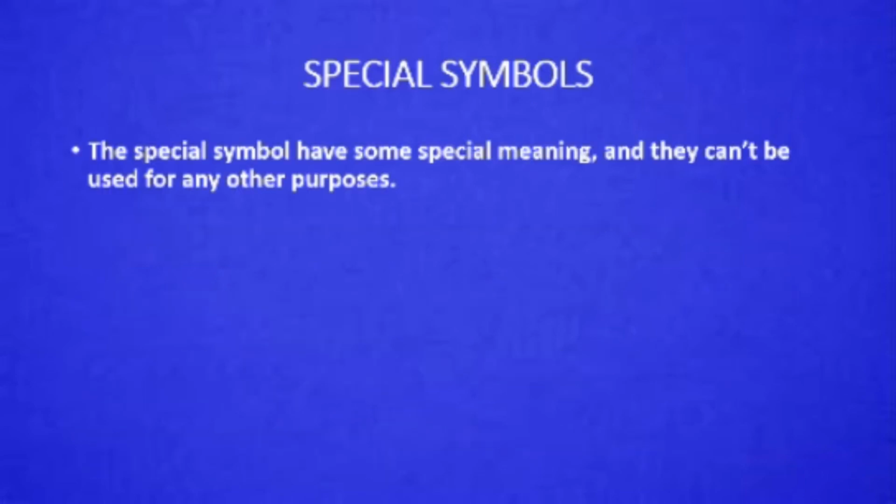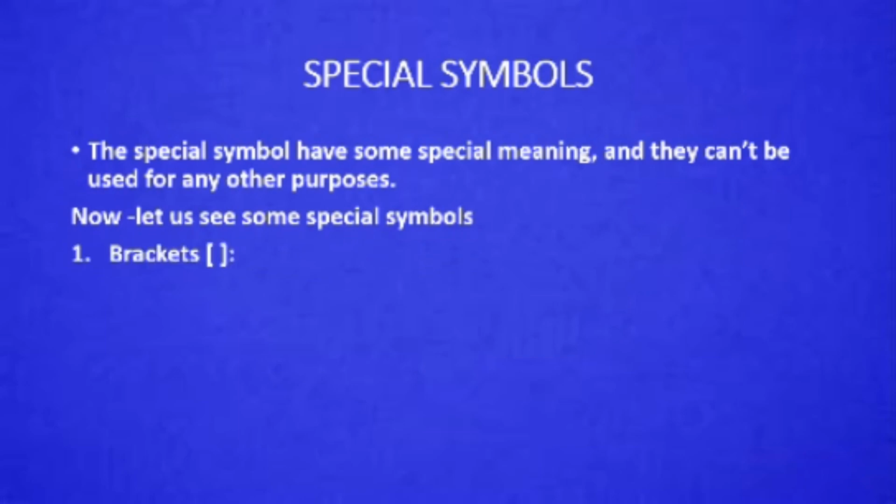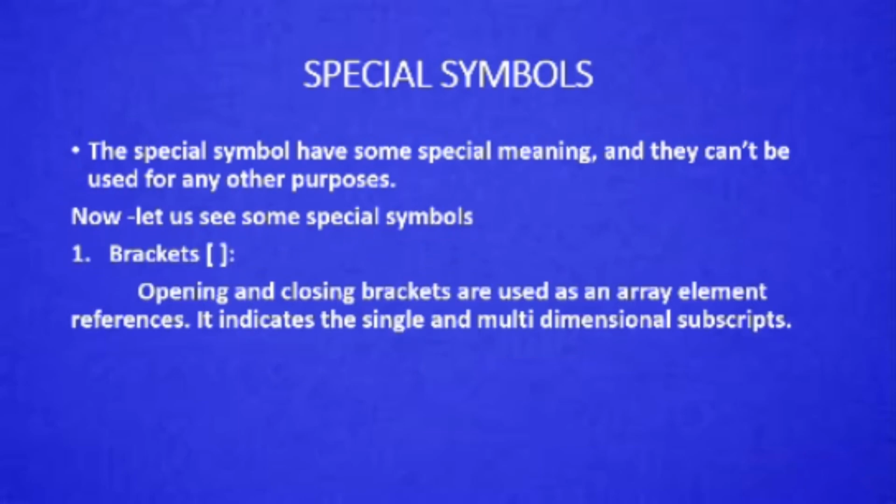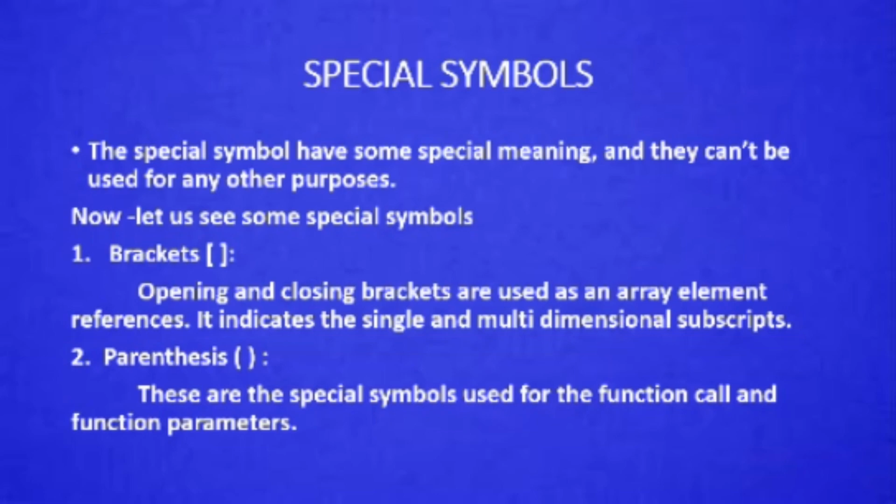Now let us see special symbols. The special symbols have some special meaning and they can't be used for any other purposes. Now let us see some special symbols. Brackets: the opening and closing brackets are used as array element references, and they indicate single and multi-dimensional subscripts. Parentheses: they are the symbols used for function calls and function parameters.